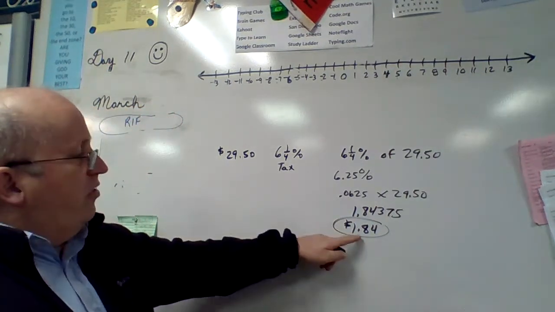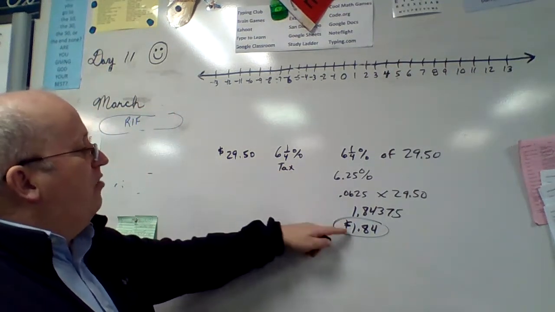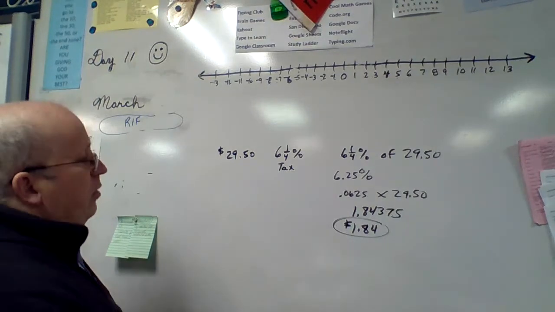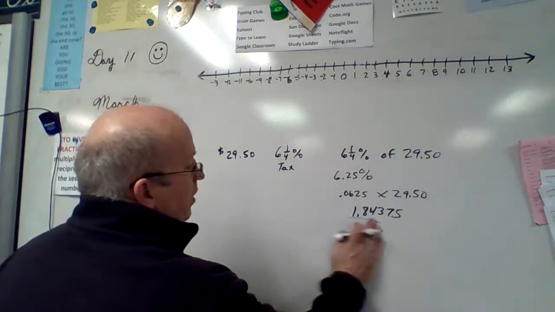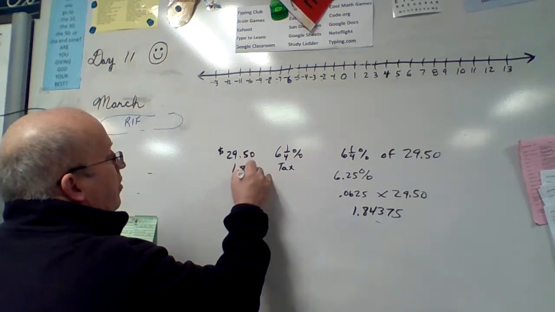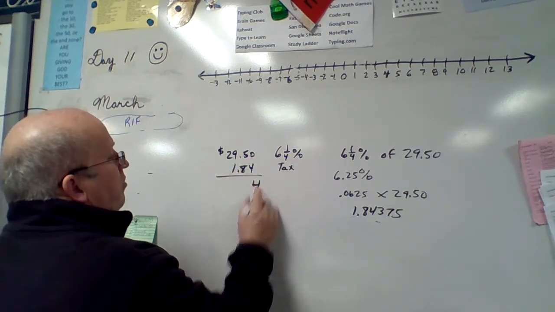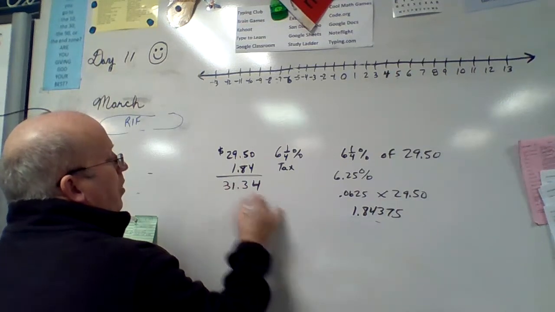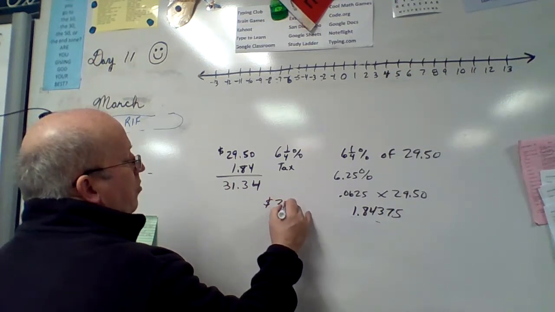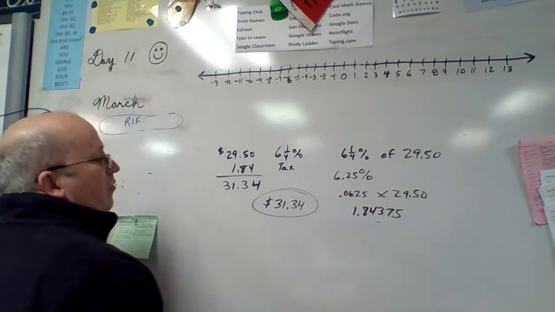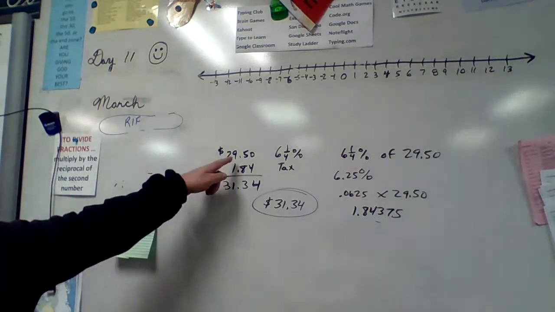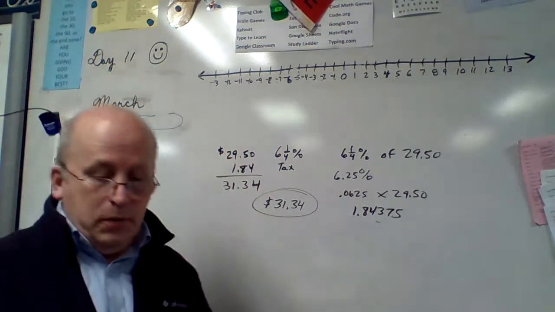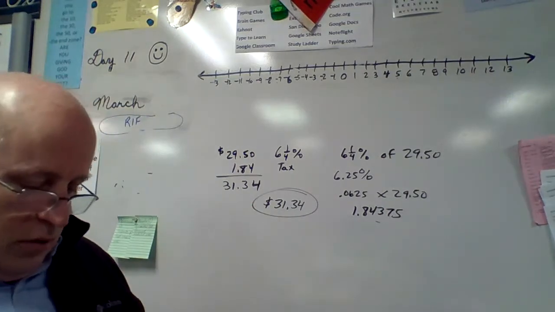Remember, that's the tax being added to the original price. So I've still got to take this number, 1.84, and add it to the original price. And when I do that, I'm going to end up with my final price. So my final price in this case is $31.34 once I added the tax to it. Okay, so that's problems 13 through 15.